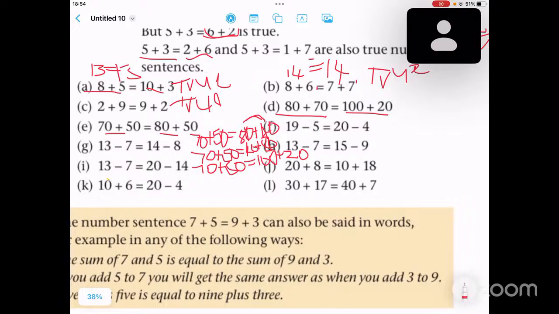No, ma'am. Okay, cool. And then perfect. How are we going to make it correct? 19 minus 5 equals 20 minus 3.